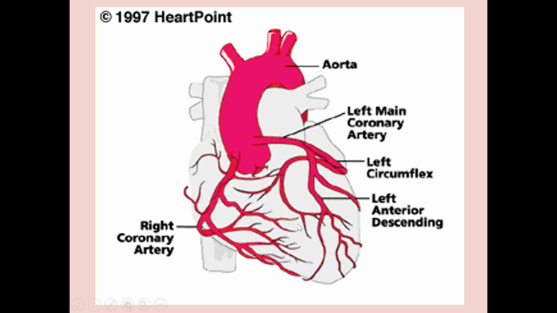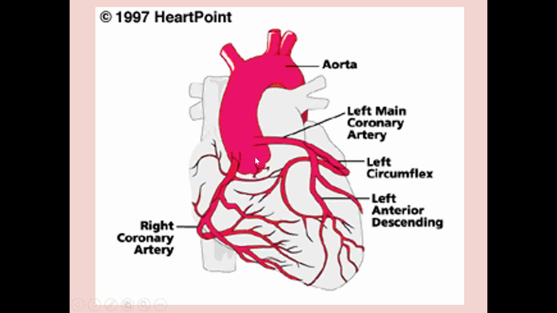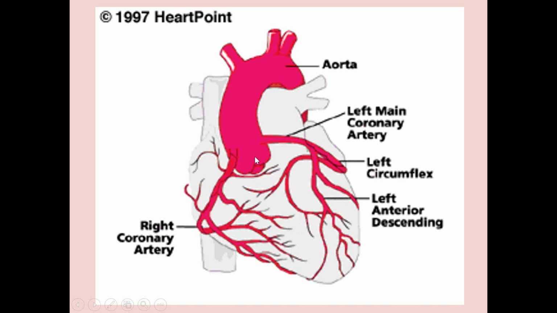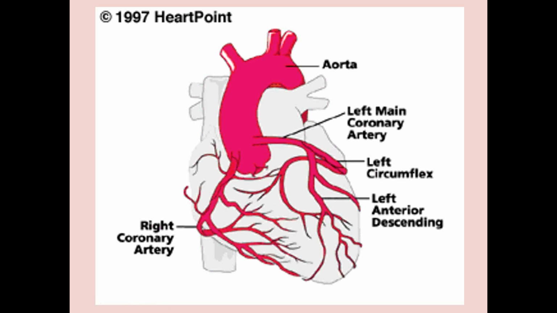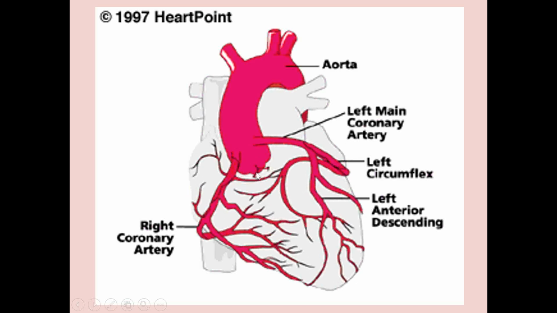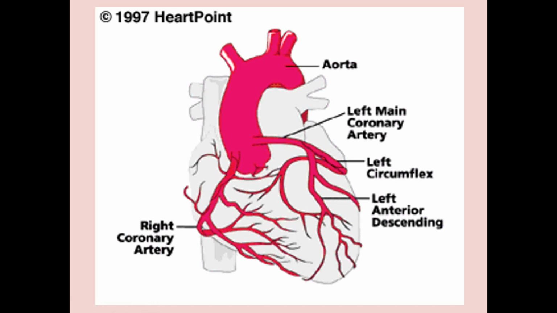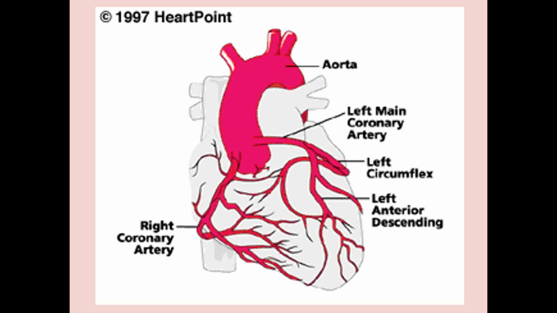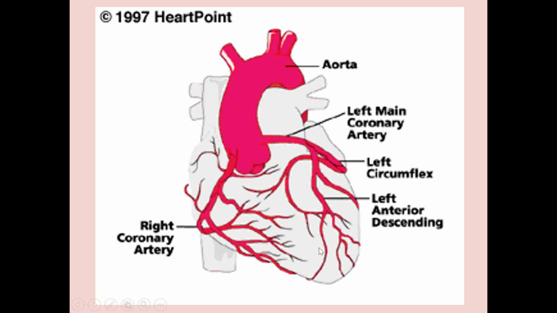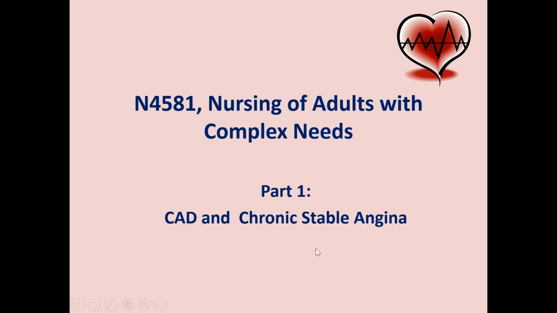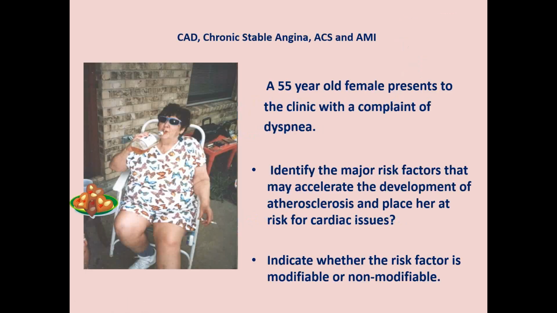And again, as you can see, as blood is ejected from the left ventricle, that newly oxygenated blood goes straight into the coronary arteries, because for the heart to beat on and on, the heart muscle has to have oxygen, and oxygen is delivered in the oxygenated blood by the coronary arteries. So let's begin with coronary artery disease and chronic stable angina.